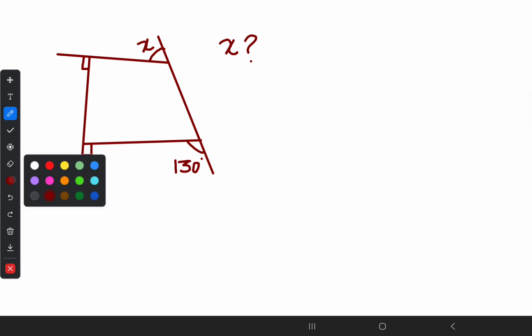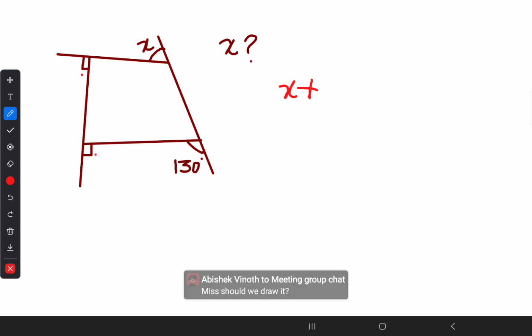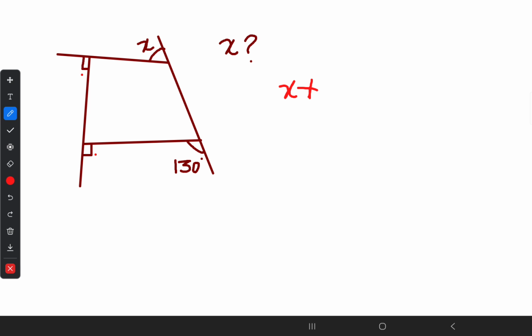So here there is a quadrilateral because it has 4 sides. The sum of these exterior angles was denoted. We need to find the magnitude of x. Doesn't matter which polygon, the sum of exterior angles is always 360. So x plus this is a right angle, this is also a right angle. You have to check whether that is an exterior angle or not.